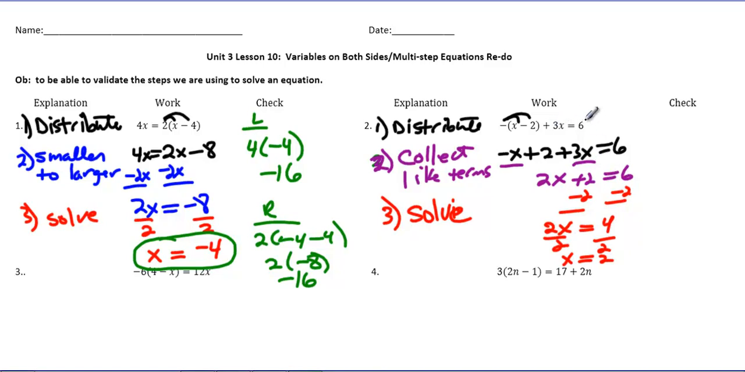You'll notice on this equation I don't have to check the right side, just the left side. So I'm going to plug in my 2 minus 2 plus 3 times 2. 2 minus 2 is 0. Don't put a negative with it. 3 times 2 is 6. 0 plus 6 is 6. 6 equals 6. That checks.